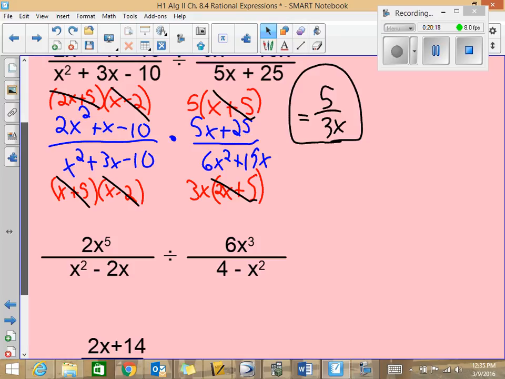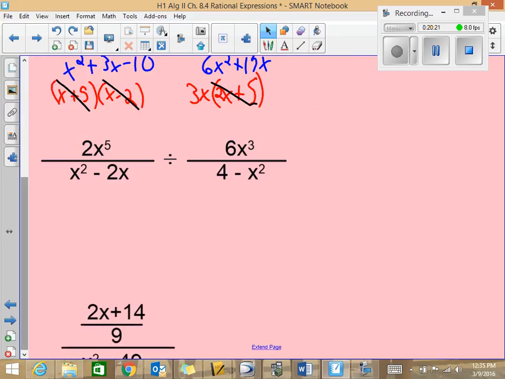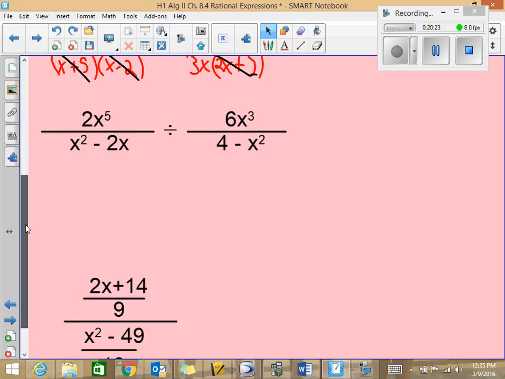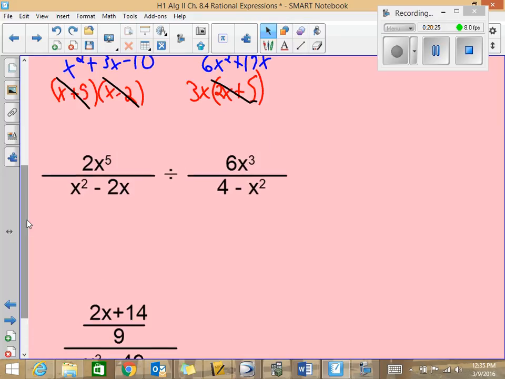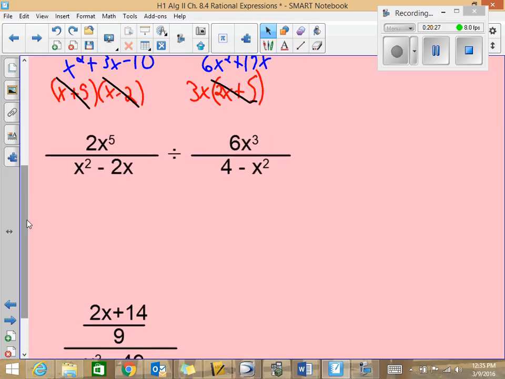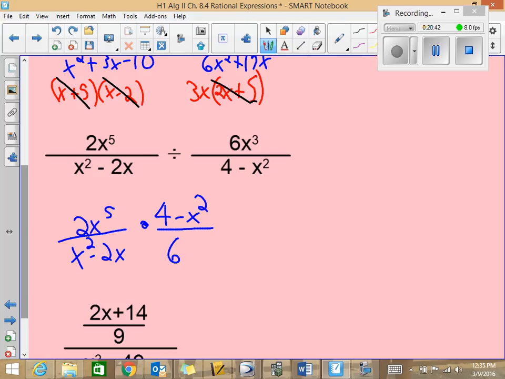Okay, let's try the next one. Don't look ahead. All right, so again, I'm gonna rewrite this one. You don't have to, but if you come up with a system shortcut, just be careful. So we got 2x to the 5th over x squared minus 2x times 4 minus x squared over 6x to the 3rd. So don't touch the first one, flip the second one, and switch the middle.